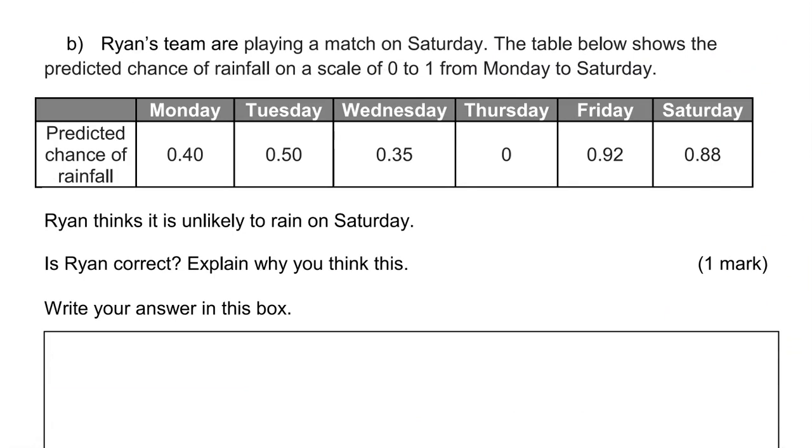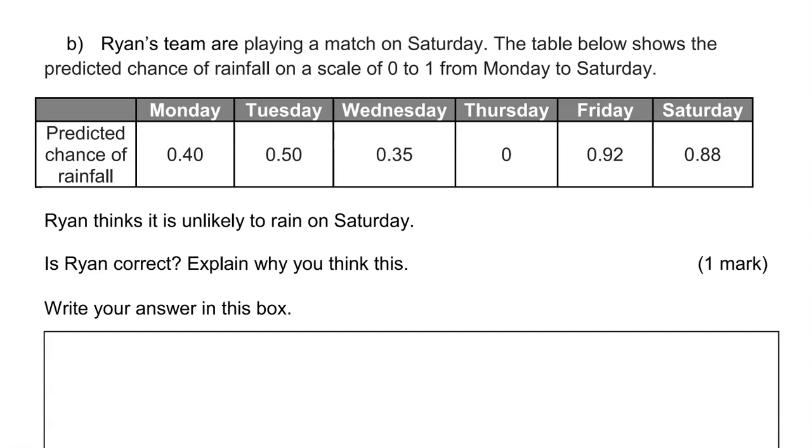Ryan's team are playing a match on Saturday. The table below shows the predicted chance of rainfall on a scale of 0 to 1 from Monday to Saturday. Ryan thinks it's unlikely to rain on Saturday. Is Ryan correct? Explain why you think this. Write your answer in this box.